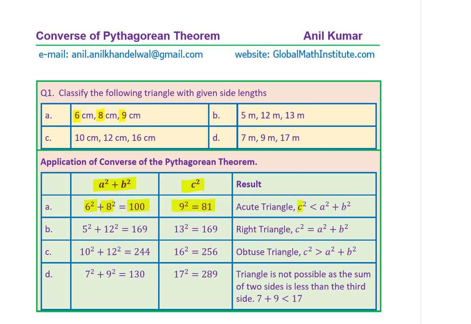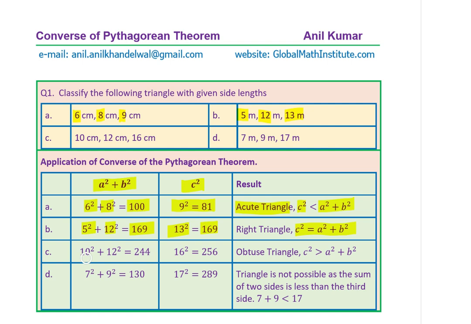Since 9 square is less than 6 square plus 8 square, it should be an acute triangle. Does that make sense to you? That is how we will easily prove it. Correct? Now let's take B. The two shorter sides are 5 and 12. 5 square plus 12 square gives us 169. And 13 square is 169. They're exactly the same. And therefore, that should give you a right triangle, since c square is equal to a square plus b square. So this is a right triangle with the side lengths of 5, 12, and 13.